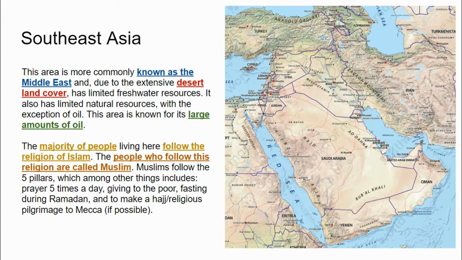People who follow this religion are called Muslims. Muslims follow the 5 pillars of Islam, which among other things include praying 5 times a day, giving to the poor, fasting during Ramadan, and making a Hajj or a religious pilgrimage or trip to Mecca if possible.